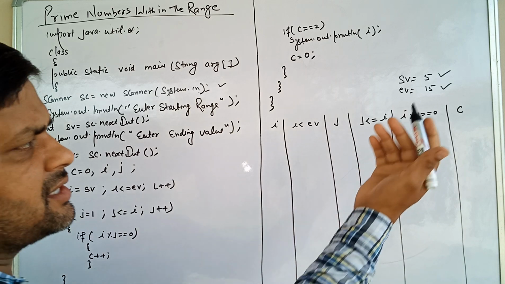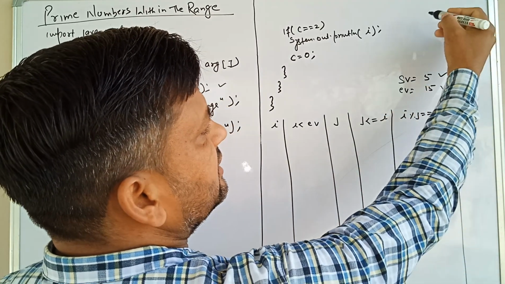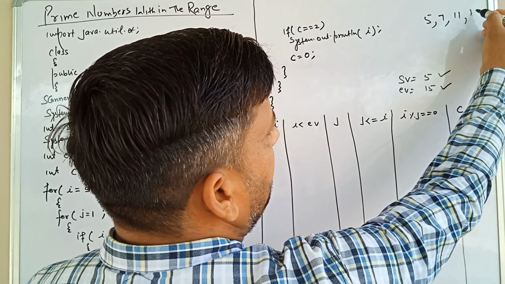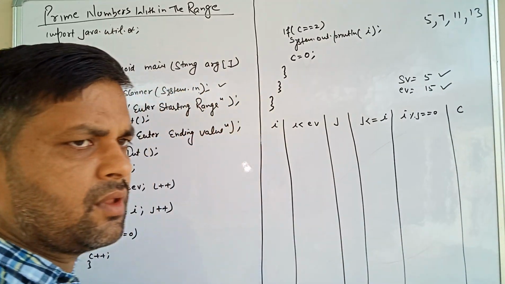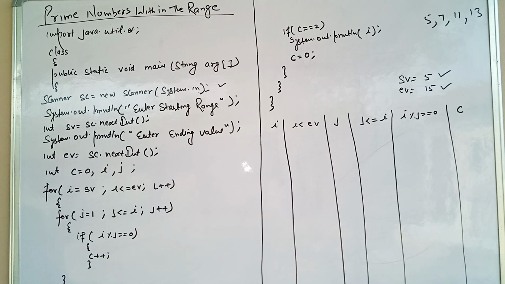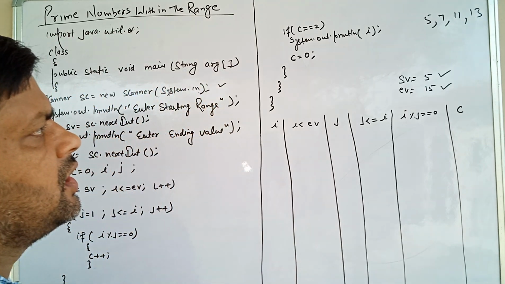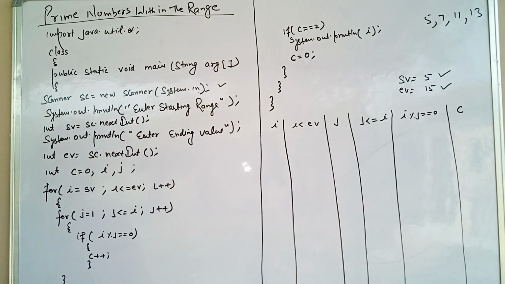Just for example purposes, what are the prime numbers within this range? 5 is there, 7, 11 and 13. All these four are the prime numbers within this range of 5 to 15. So how will you do this program?